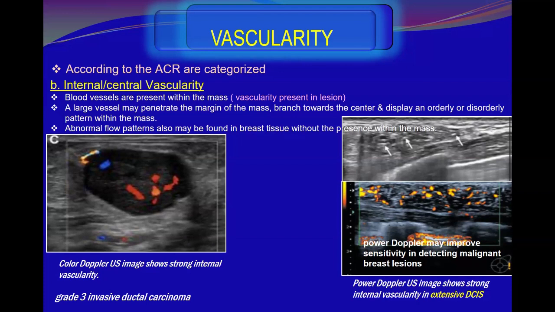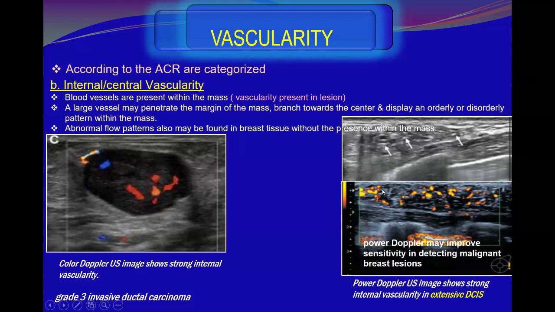Central vascularity means that we can see vascular signals within the mass, inside the lesion. As in this example of invasive cancer, we can see here outside, around, marginal, around rim. We'll go to this descriptor, and all these vessels seen within the mass represent internal vascularity, but not only the mass. Here we have in gray scale this non-mass lesion with associated calcifications.